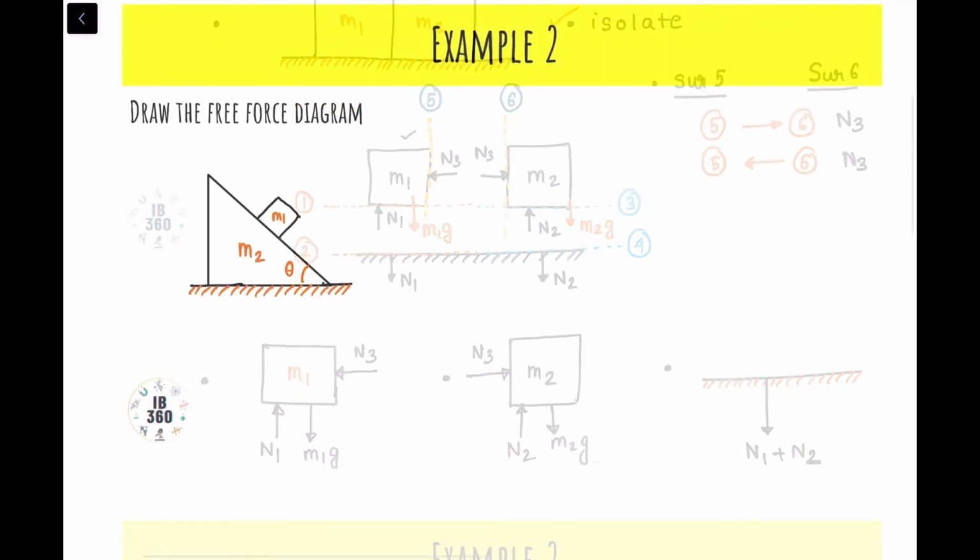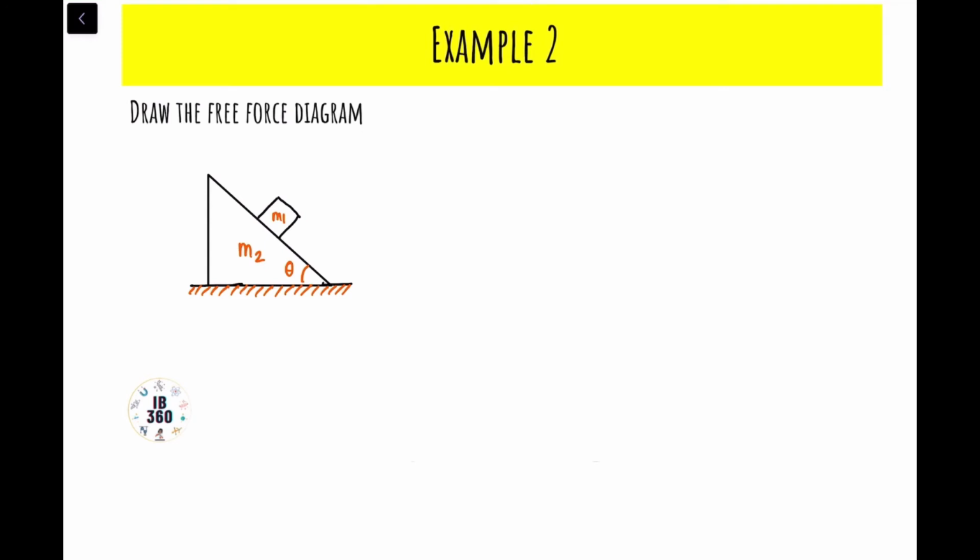In the next example we have a wedge of mass M2 which has an inclination theta, and over the wedge there is a block of mass M1. Again follow these same exact steps. First of all we have to underline the bodies. What are the bodies? M1, M2 and ground. I have told in the previous video and in the previous example that the ground will also be treated as a body. So now we have successfully written down the bodies.